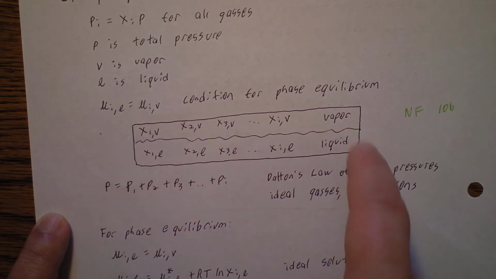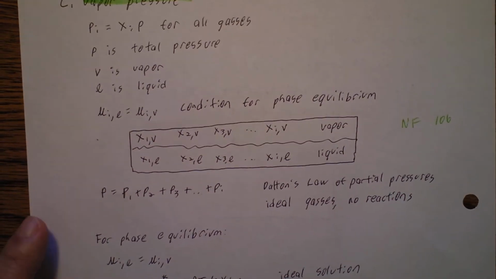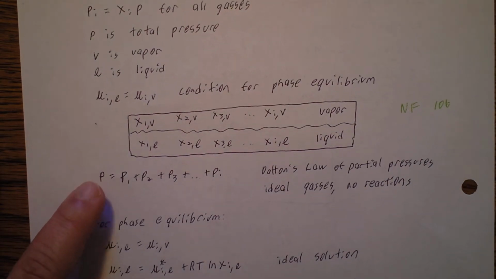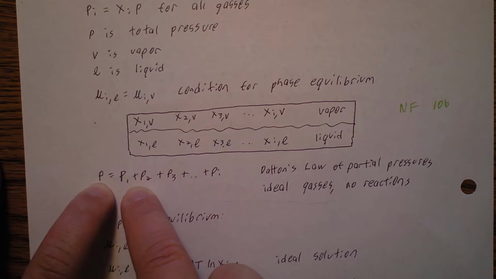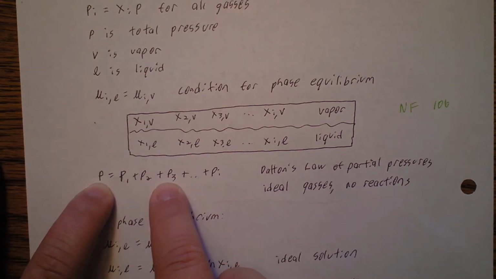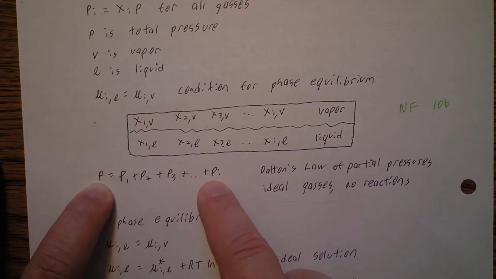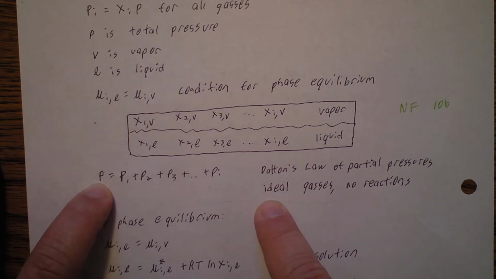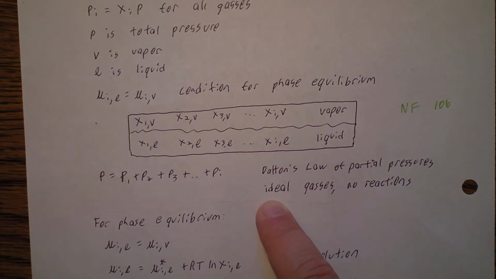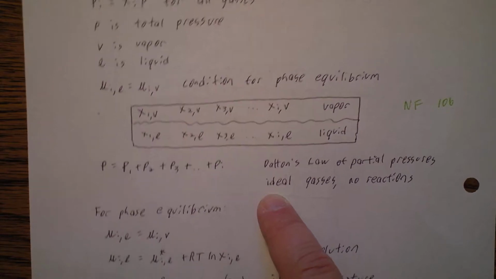So we have vapor above a liquid, exactly like you would expect. So the pressure is going to be equal to the partial pressure of substance 1 plus the partial pressure of substance 2 plus the partial pressure of substance 3, all the way to the last partial pressure of substance I. So this is called Dalton's law of partial pressures. And again, this assumes ideal gases and that there's no reactions going on.